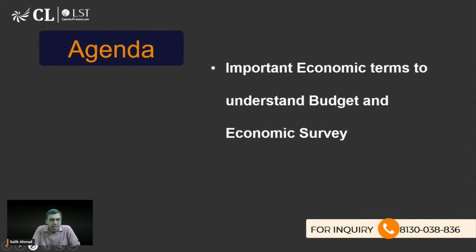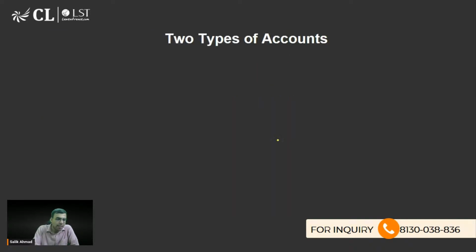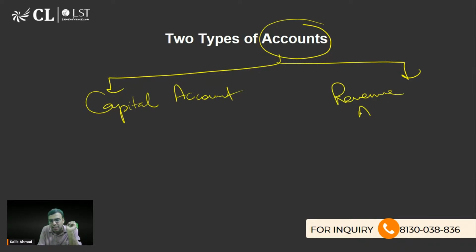So let us begin. In today's class, we will discuss economic terms, which would be helpful in understanding the budget as well as the economic survey. Okay. So let us begin with the first term. There are two types of accounts when we discuss the budget. One is called capital account, and another is called revenue account. So I'm discussing this in detail. Can you please tell me the difference between capital account and revenue account, if anyone knows? If you tell me, I'll be very happy.